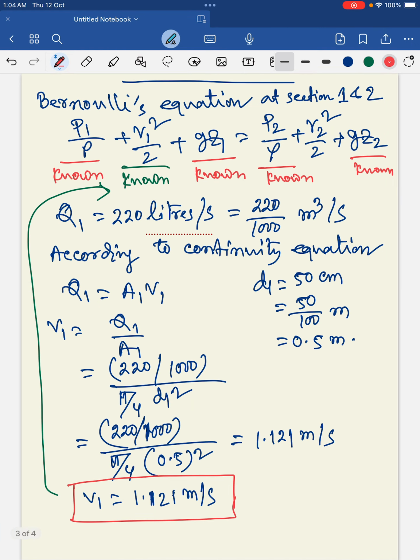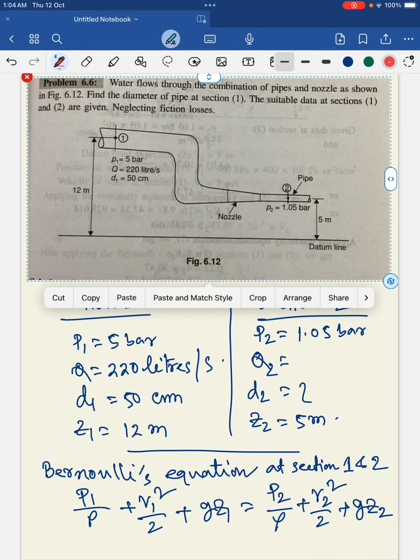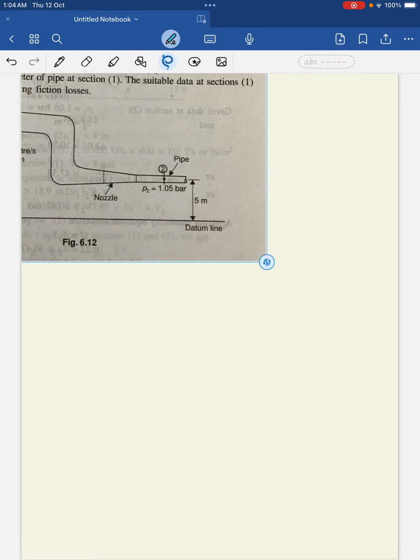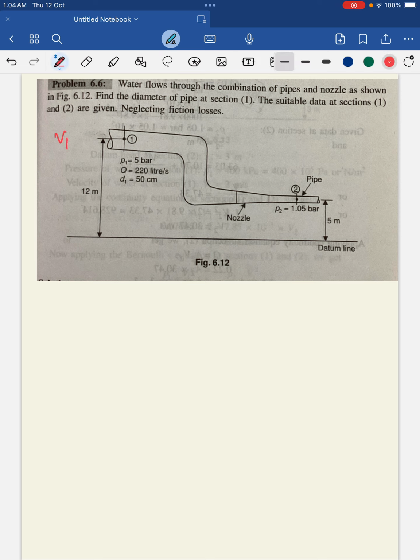So now in this case, we know V1, that is 1.121 meter per second, and here also V2 we know, V2 is 30.47. Now we have to calculate d2.